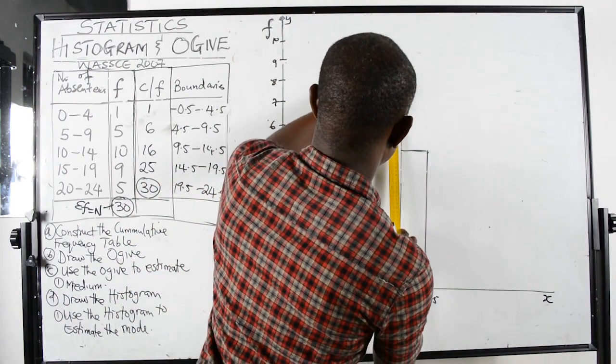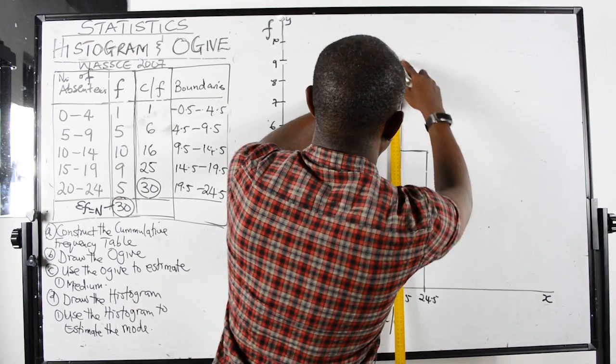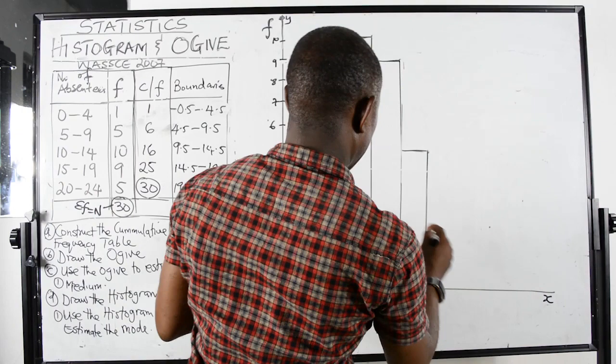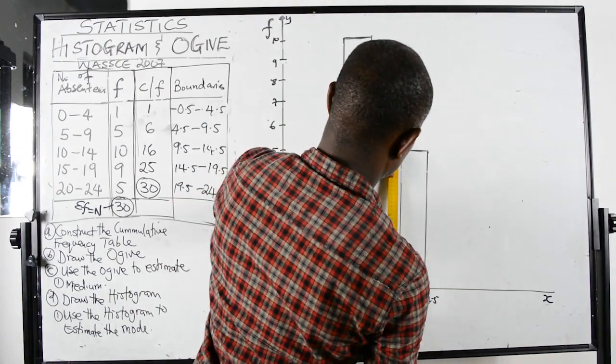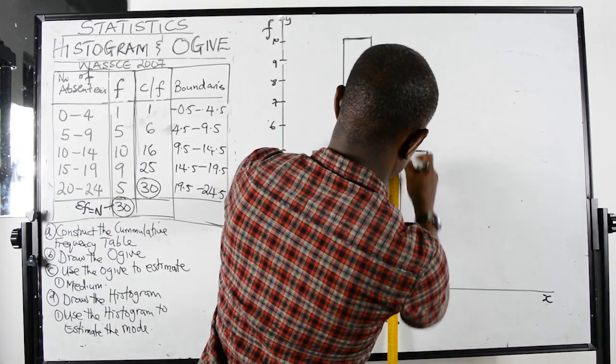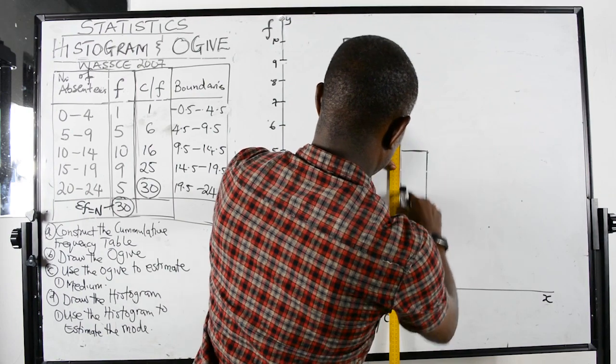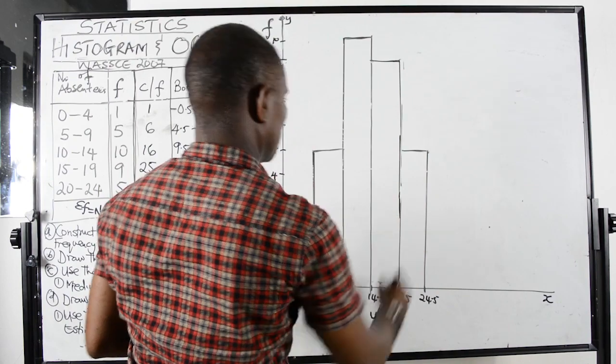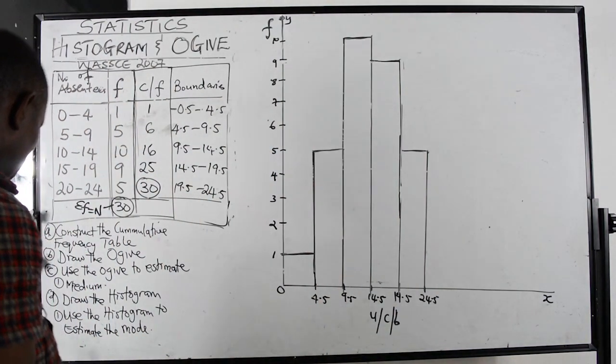So you can see that the bars are basically of the same width. The widths are the same, so it's the height that differs. So that is the graph for you. So I've got the histogram.